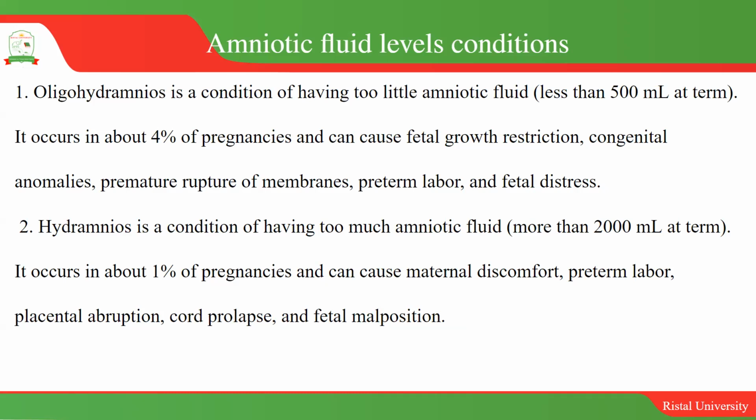If you have little amniotic fluid, then you have oligohydramnios. So amniotic fluid of less than 500 milliliters at term is oligohydramnios. Polyhydramnios is when you have more than 2,000 milliliters of amniotic fluid at term.